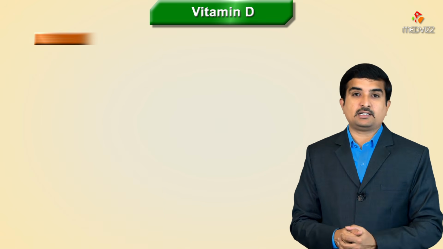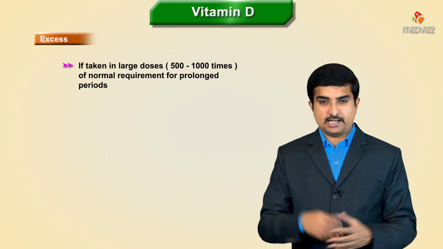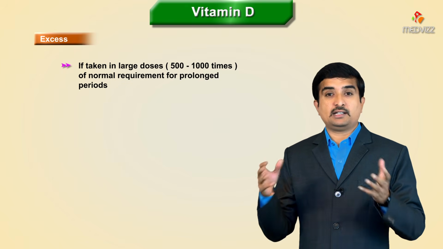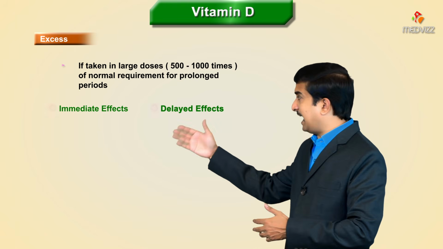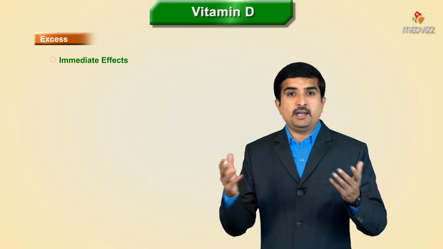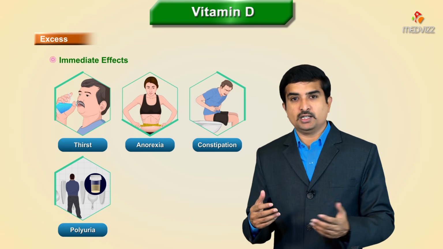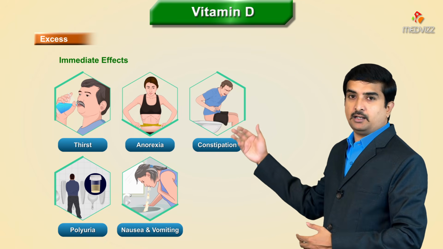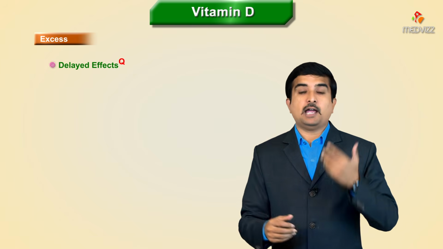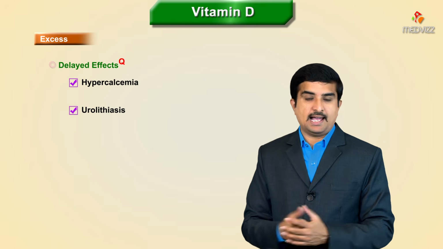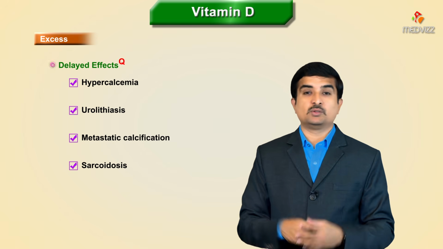And what about vitamin D excess? If vitamin D is taken in larger doses, approximately 500 to 1000 times the normal requirement for prolonged periods, there are immediate effects as well as delayed effects. Immediate effects are thirst, anorexia, constipation and polyuria, followed by nausea, vomiting and diarrhea. And delayed effects are hypercalcemia, urolithiasis, metastatic calcification and sarcoidosis. And this is about vitamin D.